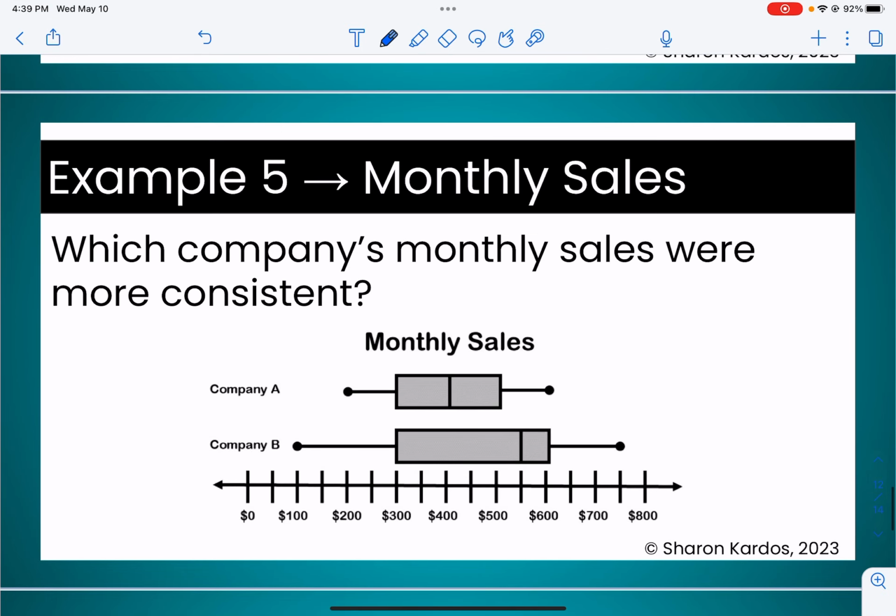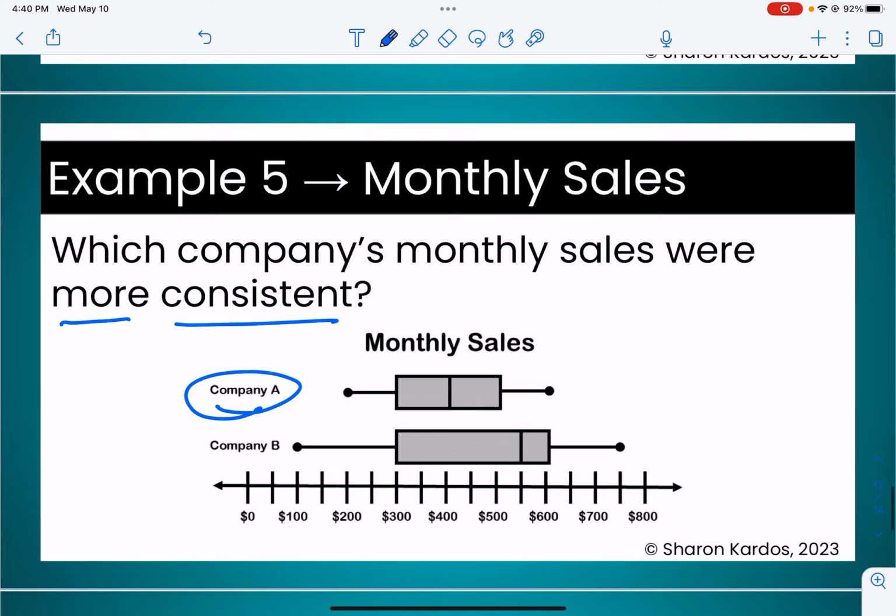Now, last example question, example 5, which company's monthly sales were more consistent? So that means they had about the same, that their numbers are more tightly grouped, and that would mean that the box and whisker plot would be tighter or the box itself would be tighter. So in this particular instance, I'm going to have to say company A is definitely more consistent in this example.